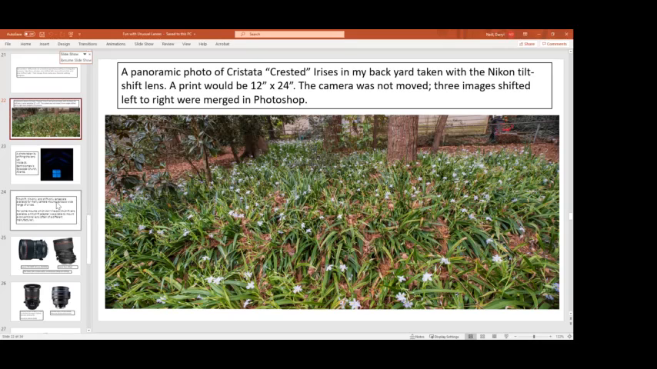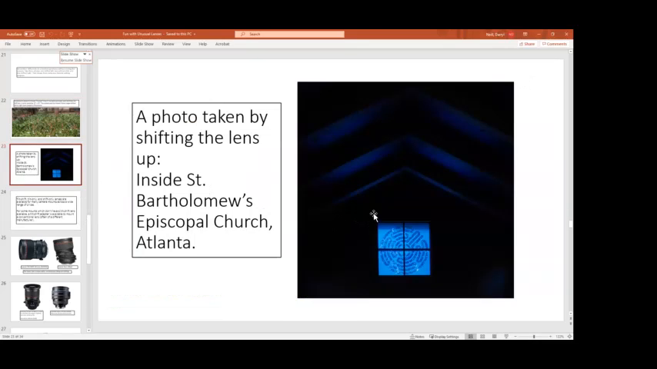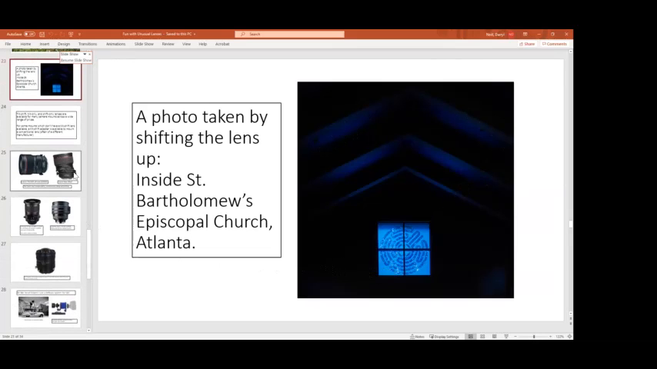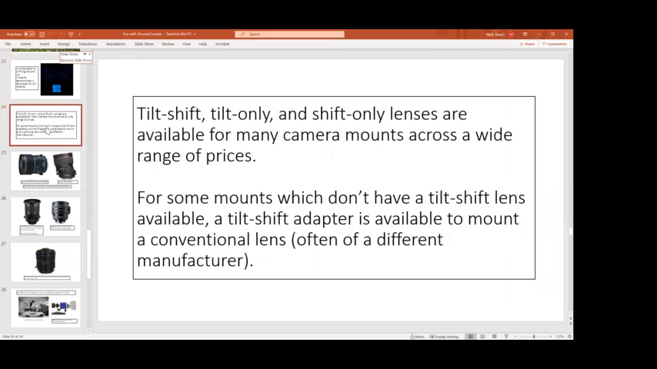So here's another shift thing I did. Church, this is St. Bartholomew's over on La Vista Road. I'm in there. They have a maze outside. You know, people do meditation where they walk these things. So this is a window there. And here you see the rafters in the roof of the church. And that was done, one photo taken with the shift mode.